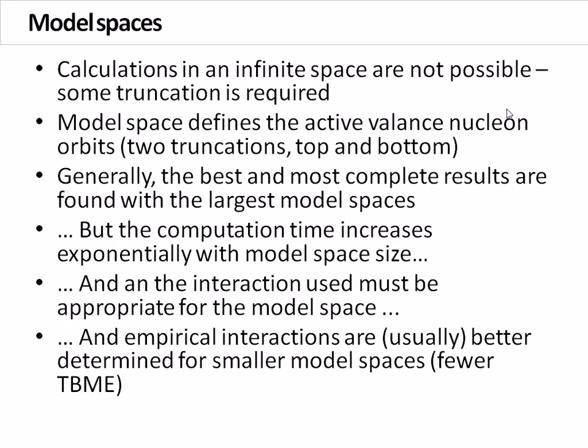Often I'll say something about where interactions come from, but often interactions are fit to particular states in a particular model space, and how they're fit and what truncations they're fit with will determine which spaces you can genuinely, reliably use with a particular interaction. And often these empirical interactions are better determined for smaller model spaces, because if you're determining an interaction by fitting two-body matrix elements, then they might be better determined if there's less of them, effectively.